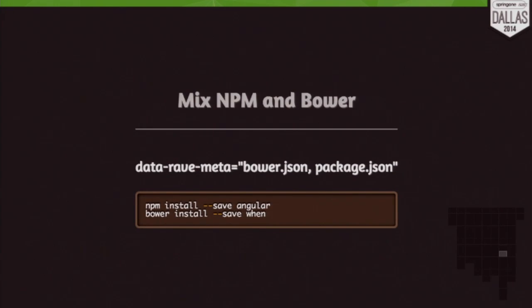One thing that is great with Rave is that you are not forced to use either Bower or NPM. You can just use both and mix them. And you are able to use Node modules inside the browser.